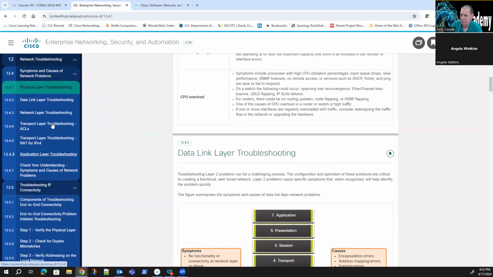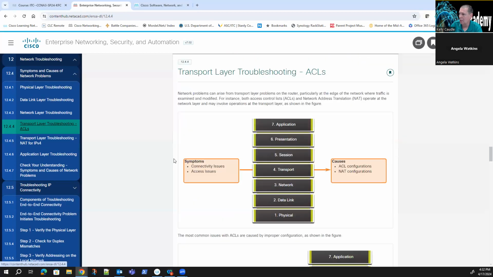Here's one I do want to talk a little bit about, and that's transport layer with ACLs. If you are able to do some connectivity, but not other connectivity, so in other words, you might be able to ping, but you can't open a web connection, go check ACLs. Check the ACLs and see if there's something in the path blocking you from getting to a certain service, a certain port.